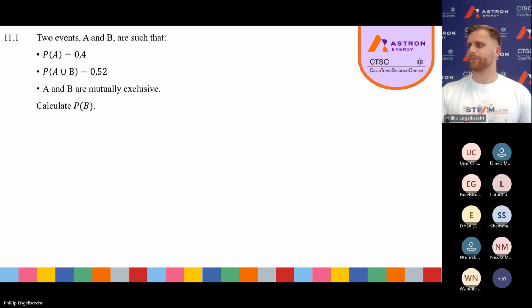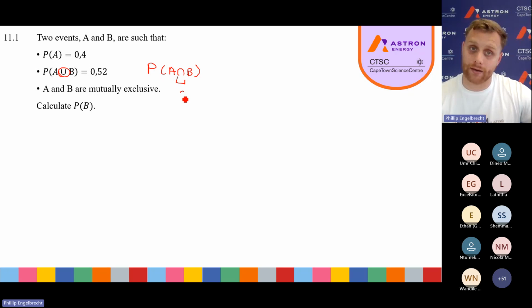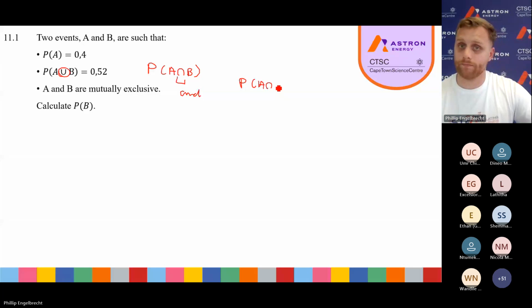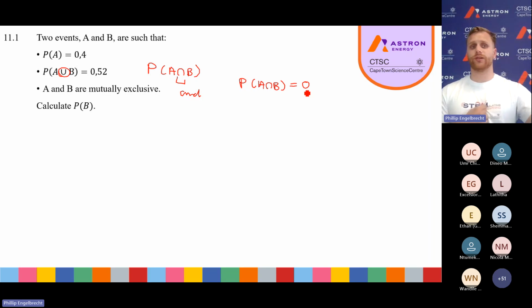Okay. So that means A or B, guys. If it said something like this, that means and. Okay, just in case you forgot. So we know that A or B is 0.52. A and B are mutually exclusive. So what does that mean? That means that the probability of A and B is 0. Okay. That's what it means if it's mutually exclusive.